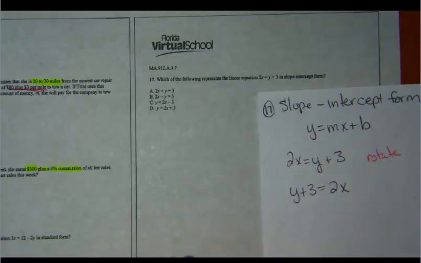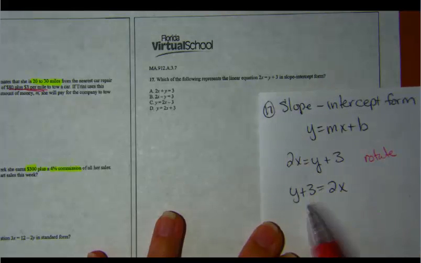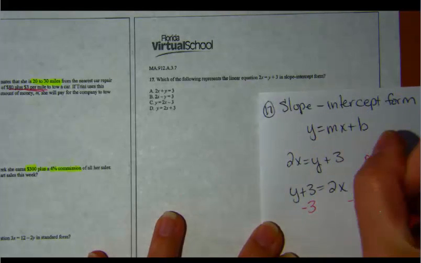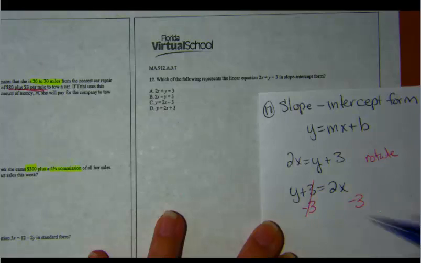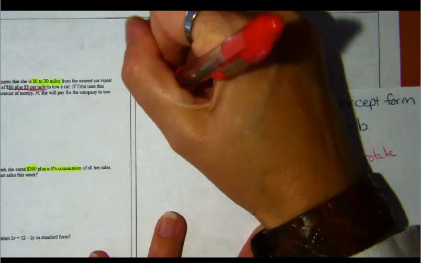Okay, so I've got the y by itself, but it's not completely by itself. I still have this plus 3 there, so I'm going to get rid of that plus 3. And now I am in slope-intercept form, y equals mx plus b, or minus b in this case. And there you go, see.